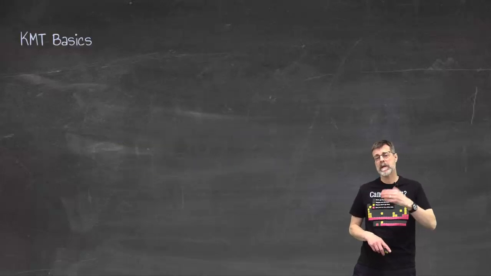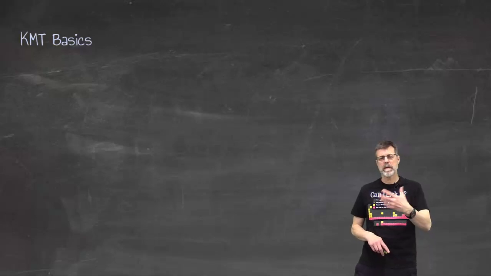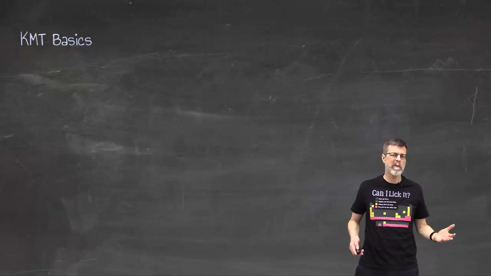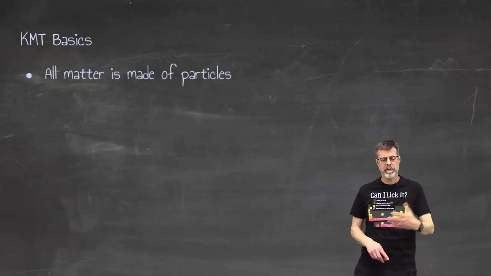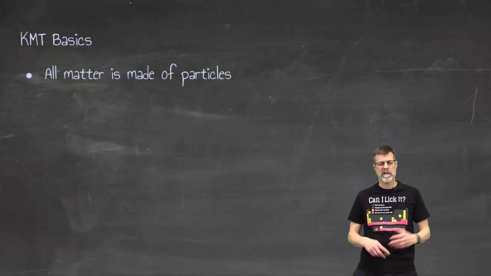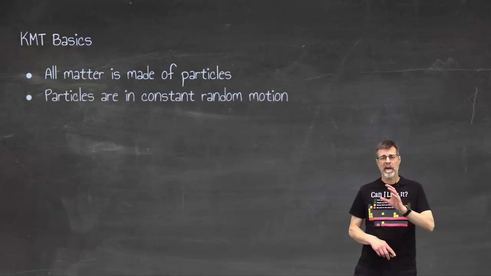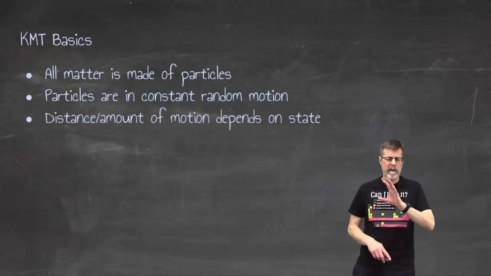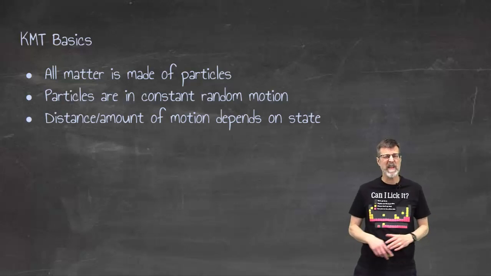And for that we need the kinetic molecular theory, which I'm shortening to KMT. Now KMT, or kinetic molecular theory, is something you probably already know something of from other things that you've learned. So for example, all matter is made of particles, and particles are in constant random motion. And that's going to be kind of important. And the distance that those particles are able to travel is going to depend a little bit on the state that they are in.